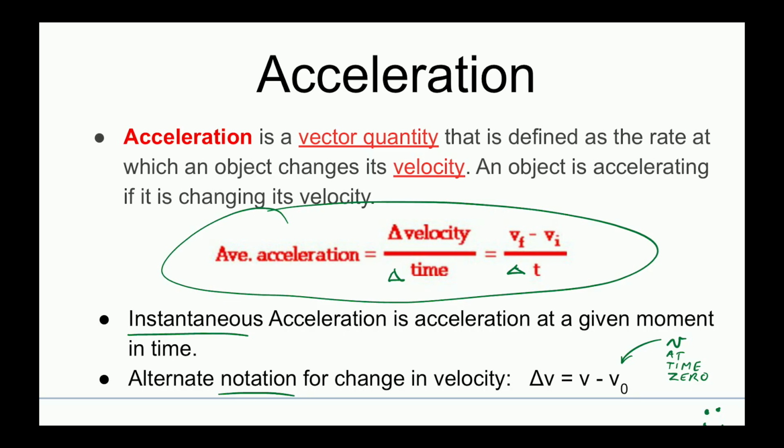A comment about the notation here at the bottom is that delta v could be represented as v minus v0 as well. So instead of saying final minus initial, I will probably just use v to represent the velocity at any time, and v0 to be the velocity at time zero. You might hear some people call that v naught. It's just a language thing, I think maybe more common in the UK. It means the same thing. It's the velocity at time zero, the initial velocity. They all mean the same thing.